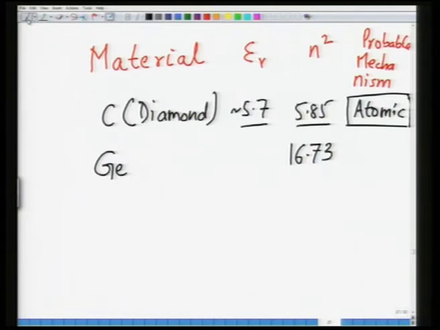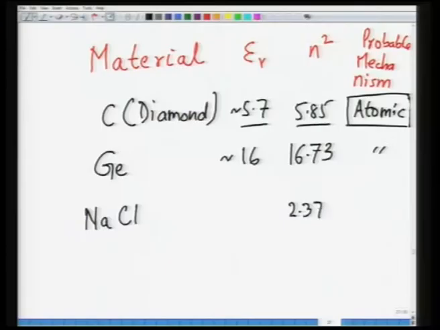Germanium again is a single elemental material. It is a semiconductor. The value of n square is 16.7, the measured value is 16. Again, germanium is going to have the atomic polarization mechanism dominant. Now, if you look at the case of sodium chloride, as we just looked, it has an FCC structure. It will have atomic polarization mechanism and intuitively it should have ionic polarization mechanism dominant as well.